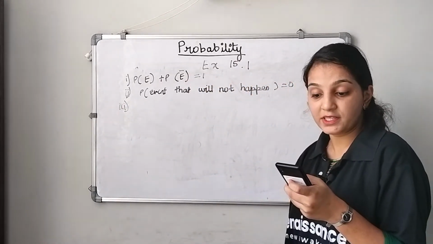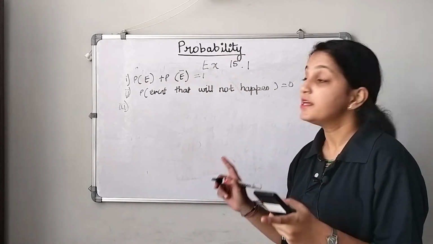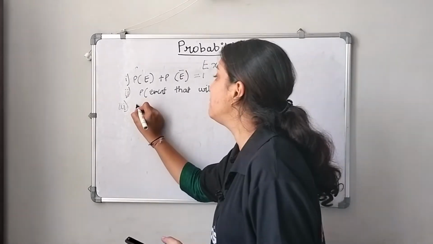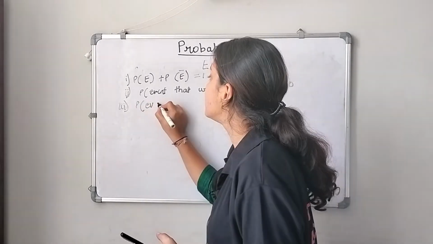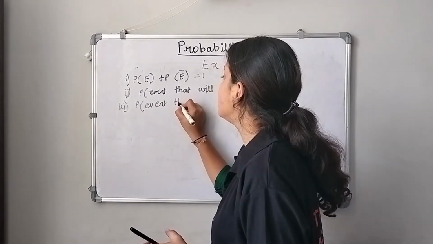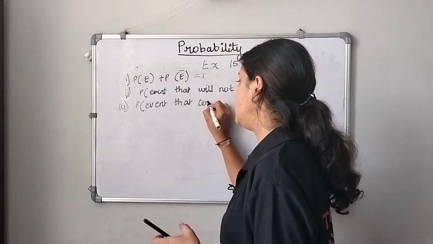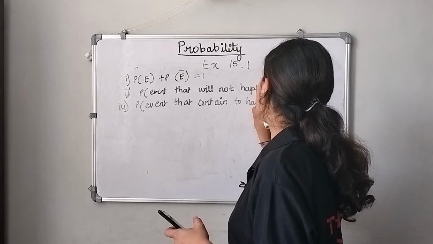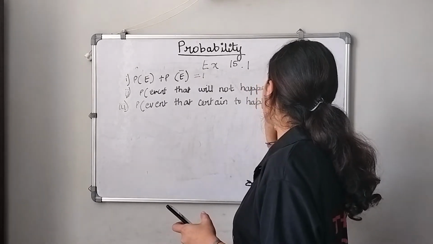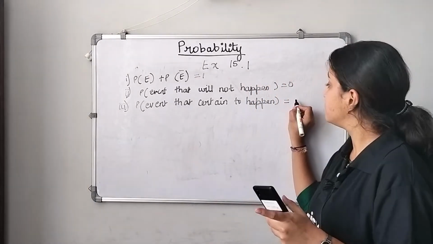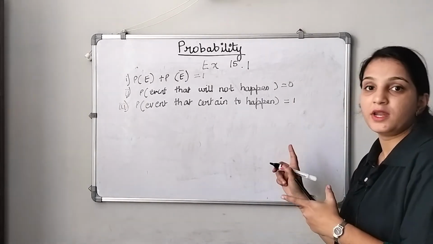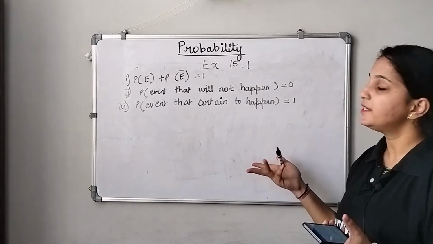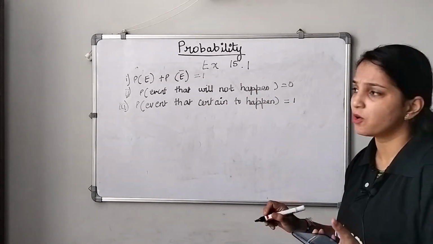Then third, the probability of an event that is certain to happen, that means that is sure to happen, is always 1. The probability of an event that will surely happen will be 1, and that will not happen will be 0.